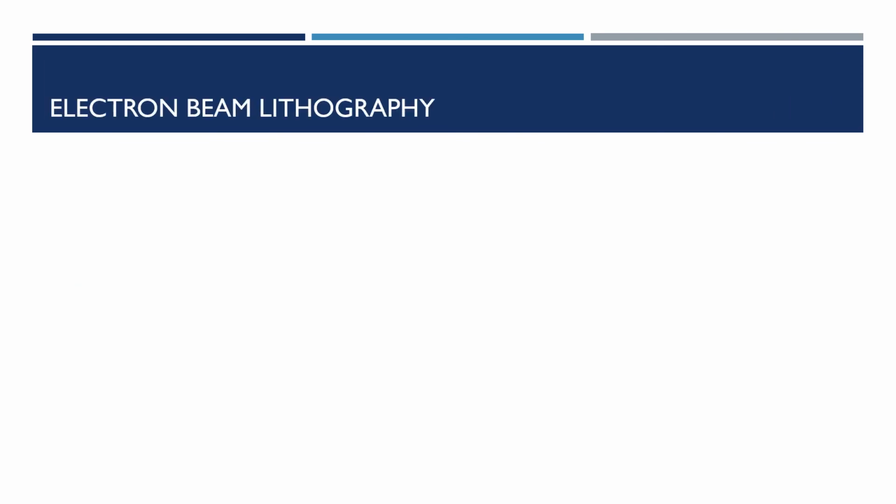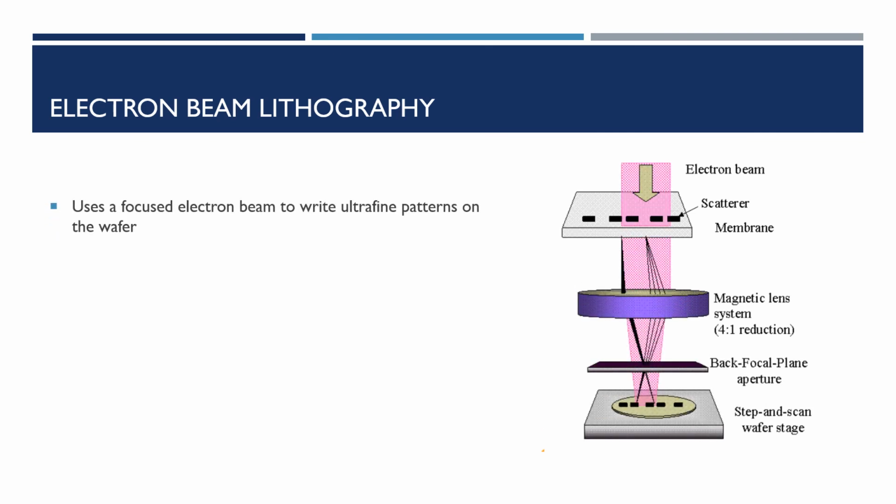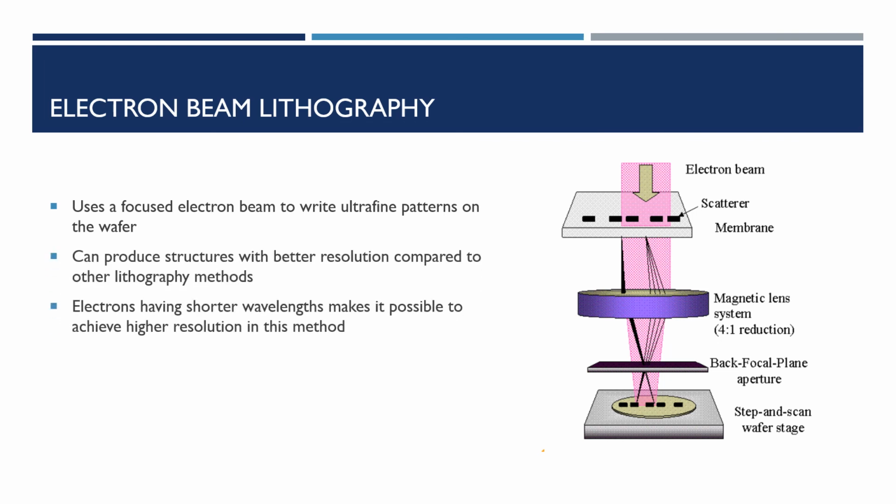So the last one in this section is electron beam lithography. It is very much similar to X-ray lithography and photolithography. Here, instead of X-rays or UV rays, we use an electron beam as the source of energy. And similar to the two methods, we write ultrafine patterns on the wafer layer. Now this method can produce structures with a higher and better resolution compared to the other methods. This is because the electrons have shorter wavelengths, which makes it possible. The figure shows a schematic representation of electron beam lithography.